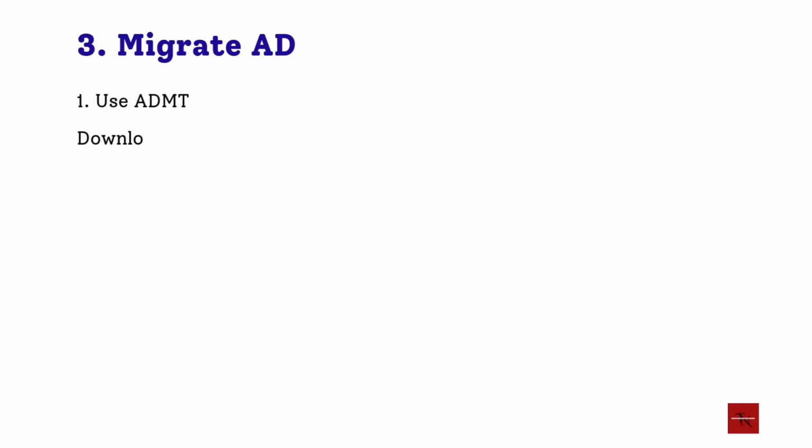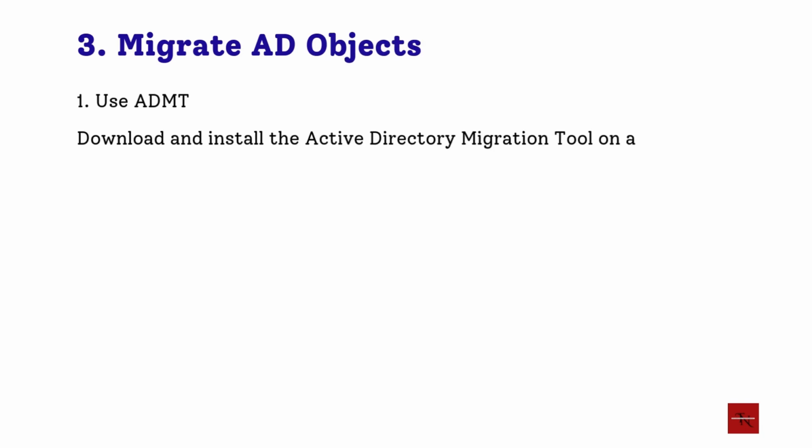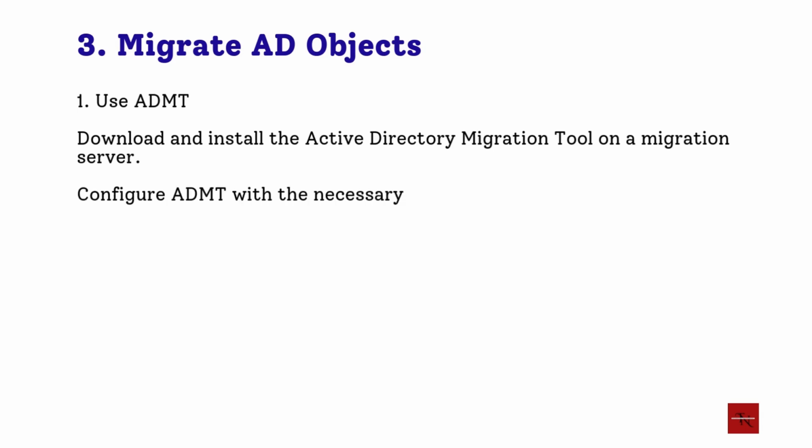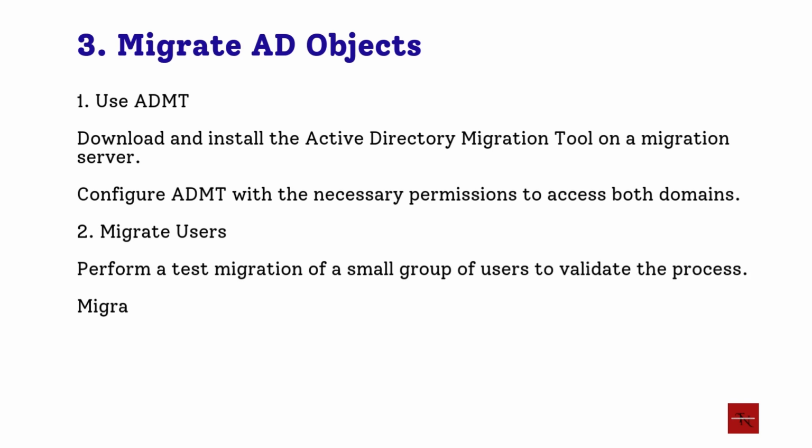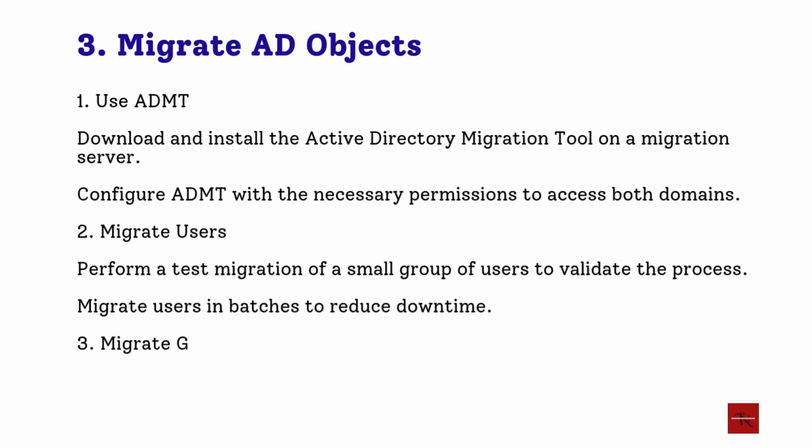Migrate AD objects. Use ADMT, the Active Directory Migration Tool. Download and install the Active Directory Migration Tool on a migration server. Configure ADMT with the necessary permissions to access both domains. To migrate the users, perform a test migration of a small group of users to validate the process. Migrate users in batches to reduce downtime.